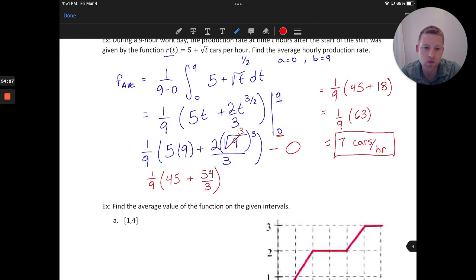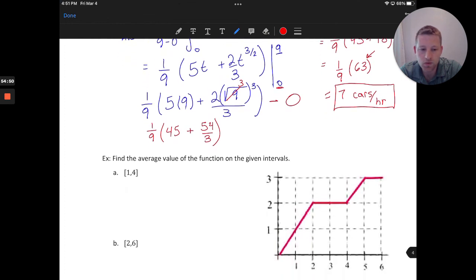We can notice that over that whole 9-hour interval, we produced 63 cars. So the integral itself gave us the total number of cars produced during those 9 hours. And when we divided by 9, we got that average hourly rate.